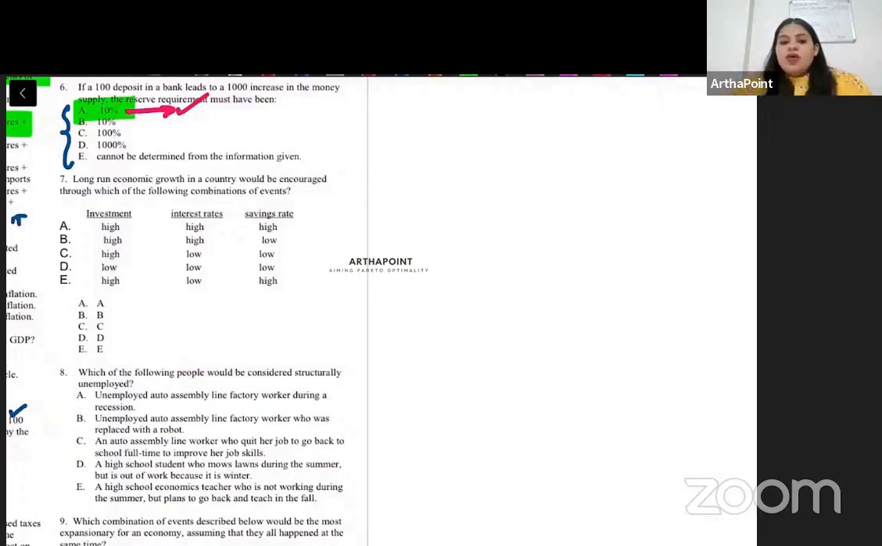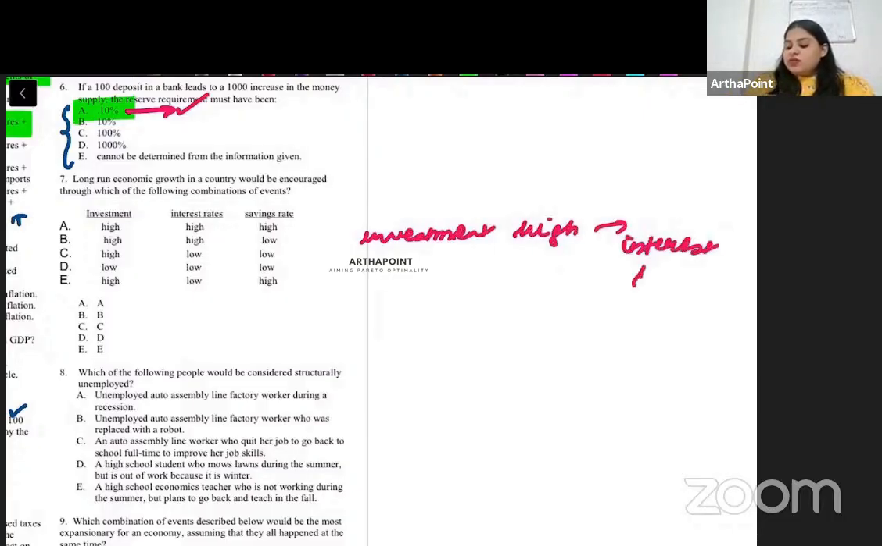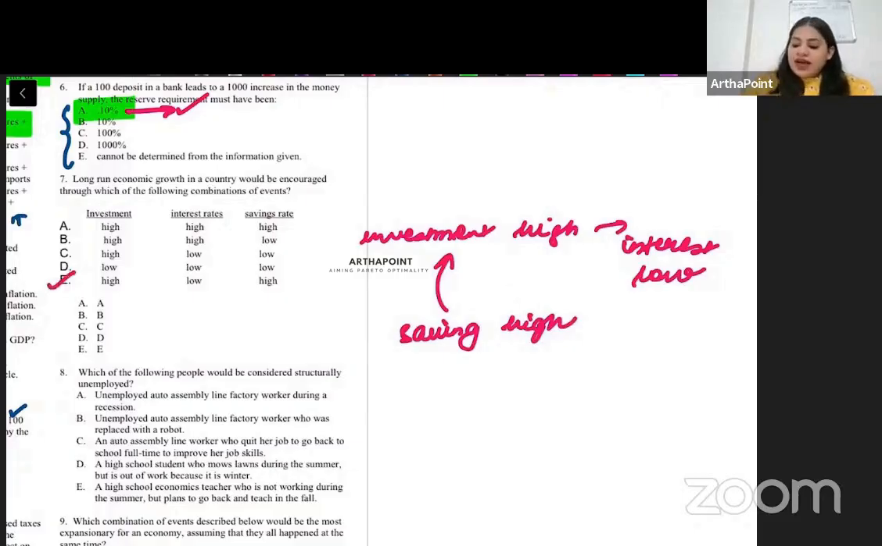So when I have to go ahead and grow, I want my investment to be high. But when will investment be high? Only when there is a low interest rate. And investment can only be high when you have high savings in the background. So the correct option of question number 7 is E. You should have high investment, low interest rate, and high savings in the economy. Only then can you have a long run growth rate in your economy.